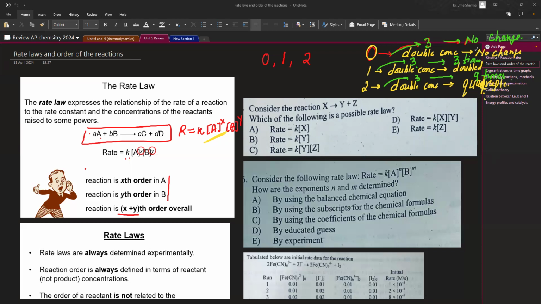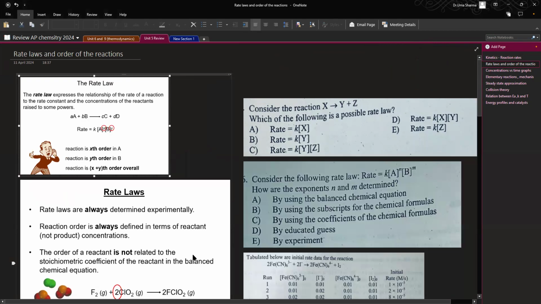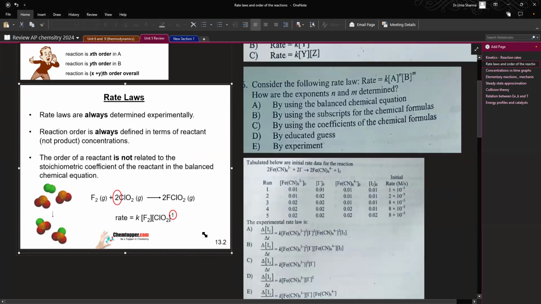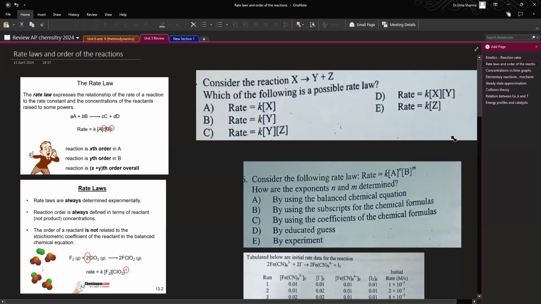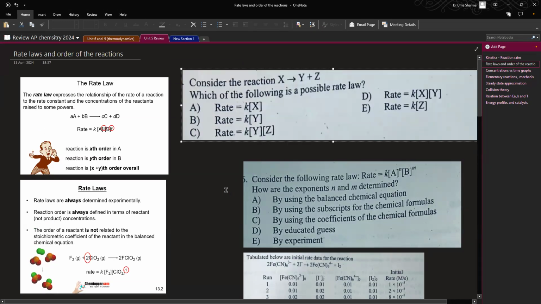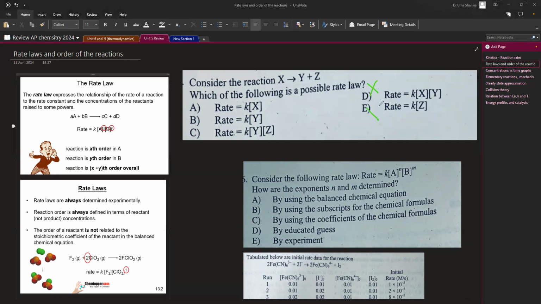Okay, ready for the questions? As we are doing questions, you will understand better. These are multiple choice questions. Answer this question. Rate laws are always in terms of the reactants, never in terms of the product. So what all is cancelled out? D cannot be, E cannot be, B, all these cannot be the answer.